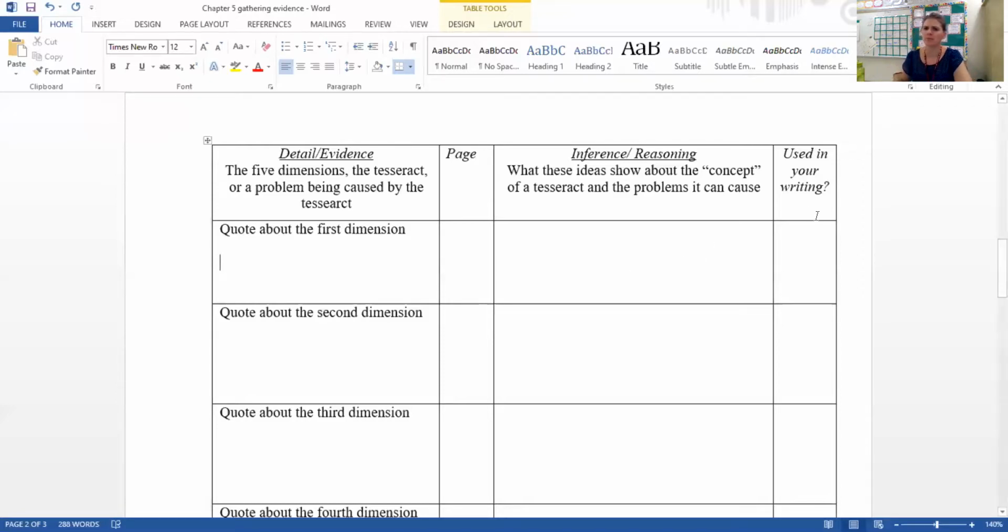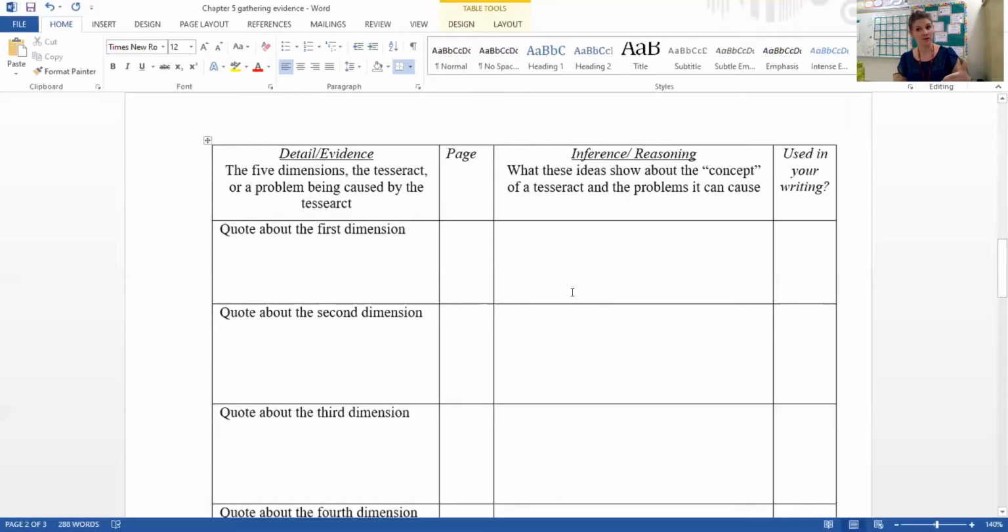Now, this fourth column, used in your writing, we're not going to do that for chapter 5. Eventually, I will have you complete a chart like this, where you gather the evidence, you write down your reasoning, and then you're going to turn that into a written response. This column here, I'm going to talk in colors. Detail evidence, yellows. This column here, inference reasoning, reds. Putting them into complete sentences. So when you write it out, you should use it in your writing.